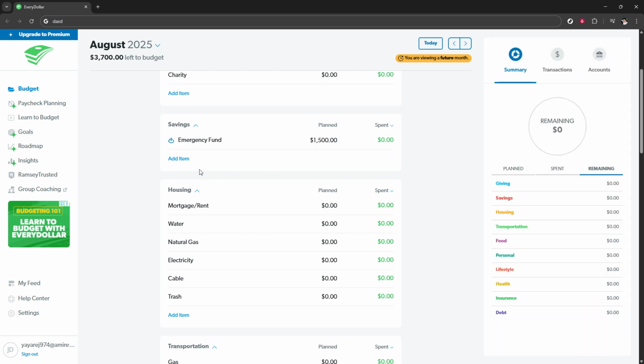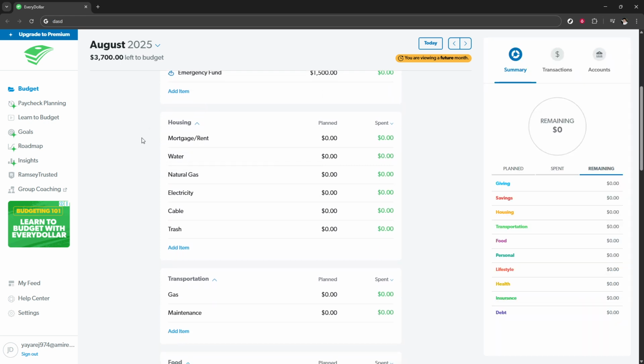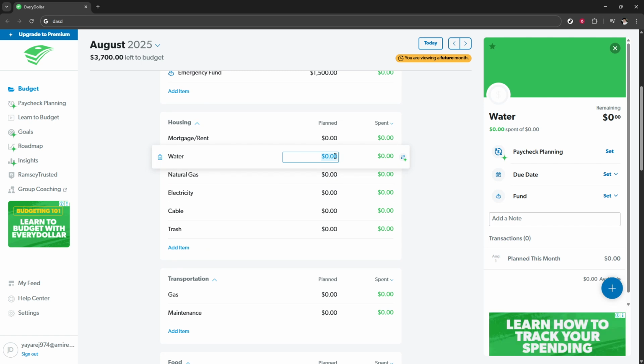Now it's essential to cover your 4 basic expenses. Let's begin with housing. Here you list costs related to mortgage or rent and utilities like water, gas, electric, and even cable or internet bills. Keeping track of these ensures you're not surprised by essential expenses each month.